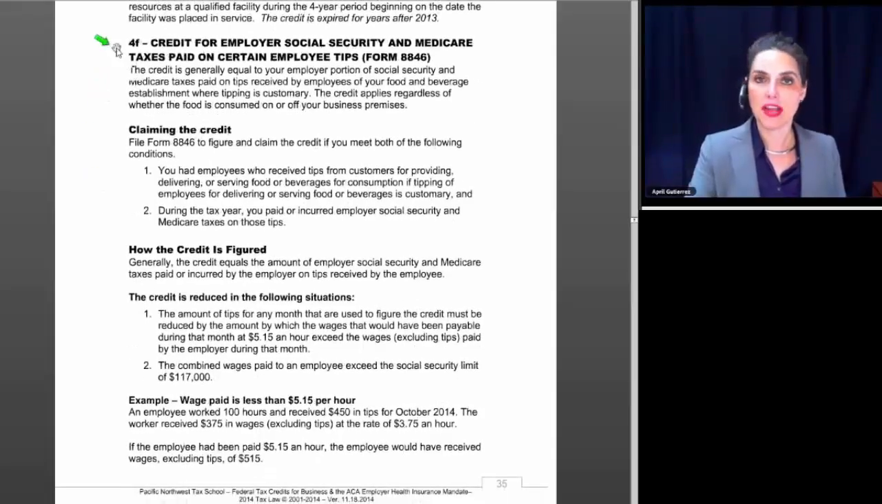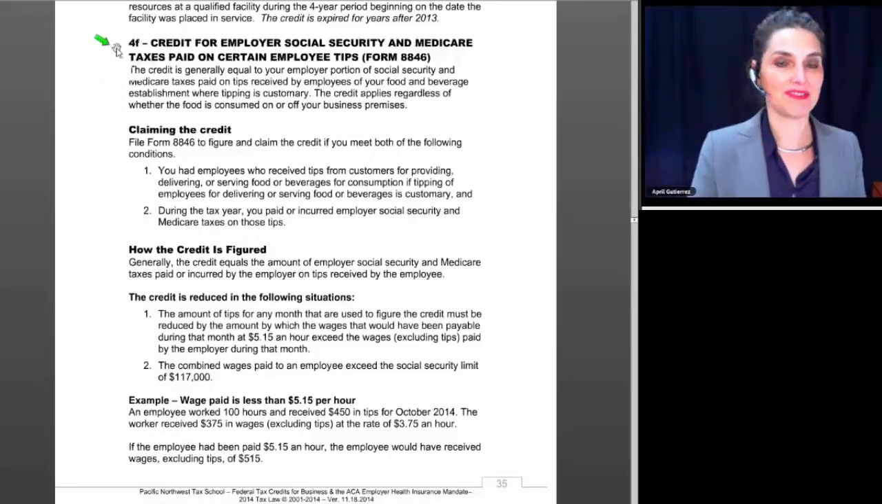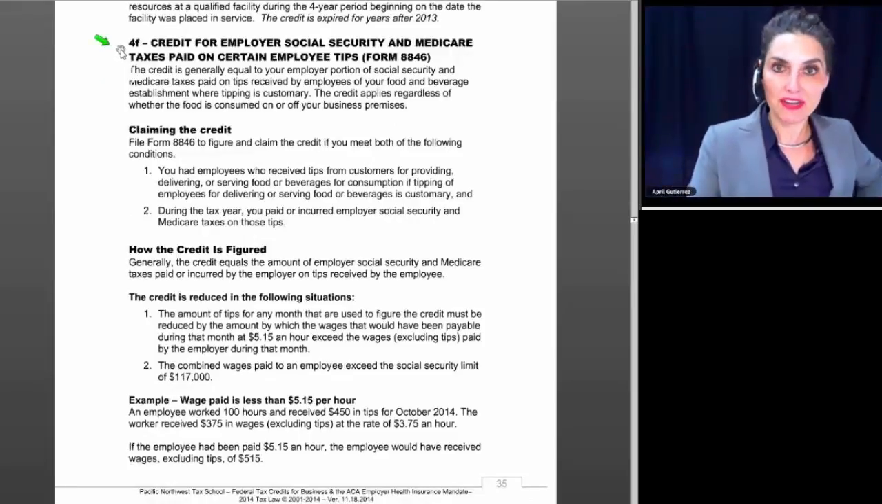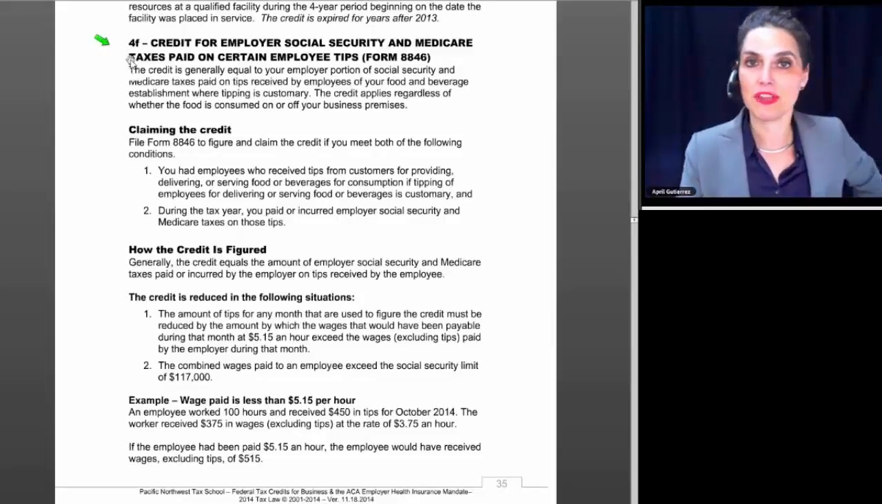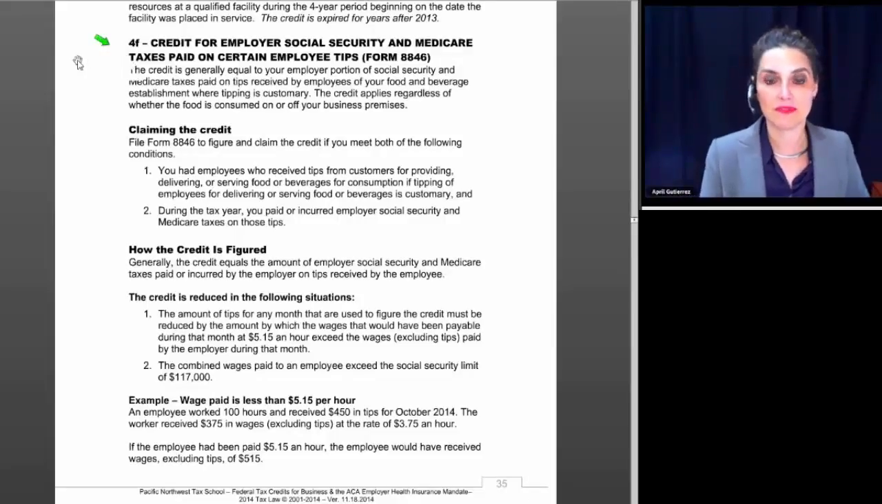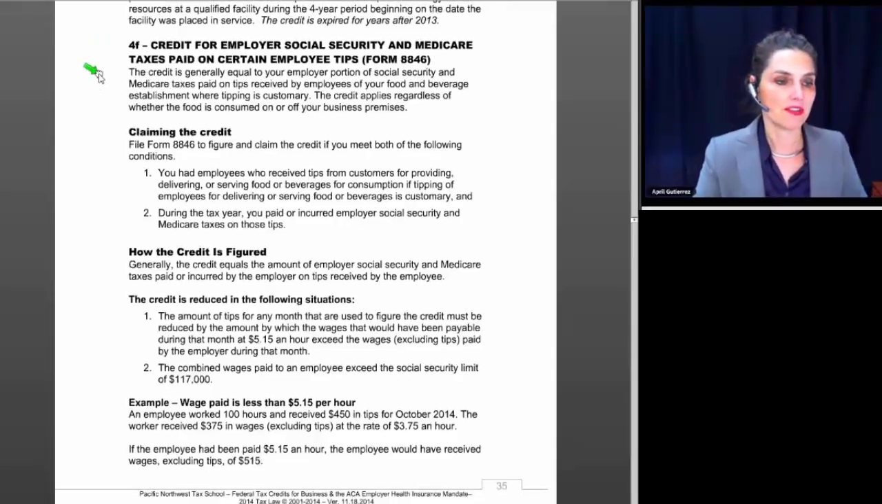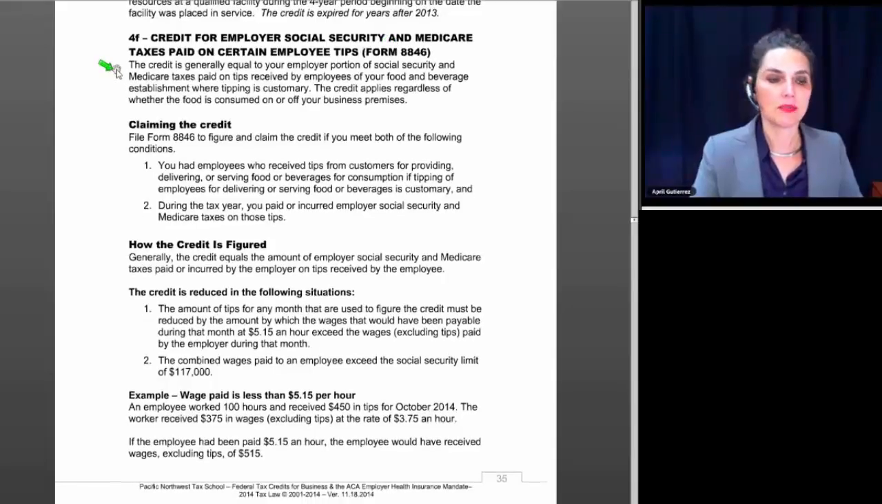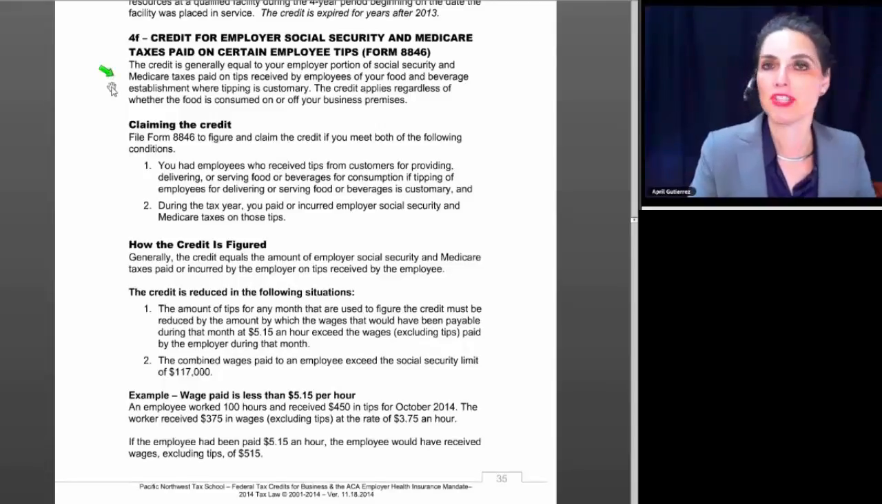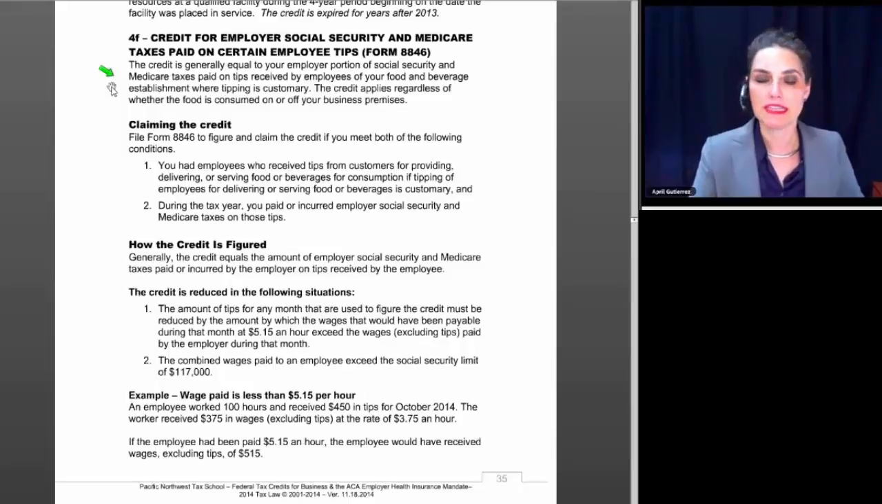Finally, on line 4F, we've got a credit that hasn't expired and is actually a fairly common credit if you're dealing with any tax clients who own restaurants. This is a credit that you should be really familiar with, or you could be costing your clients some money. The credit is called the Credit for Employer Social Security and Medicare Taxes Paid on Certain Employee Tips. You figure the credit on Form 8846. The credit is generally equal to the employer portion of Social Security and Medicare taxes paid on tips received by employees of a food and beverage establishment where tipping is customary.